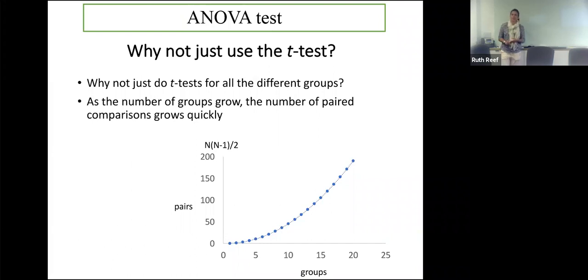So first of all, if you have a lot of groups, you're going to have a lot of pairs that you need to test. And as the number of groups grows, the number of paired comparisons grows quickly, much quicker than the number of groups.